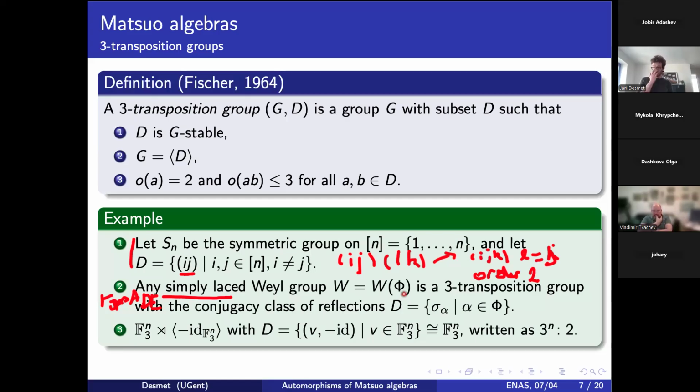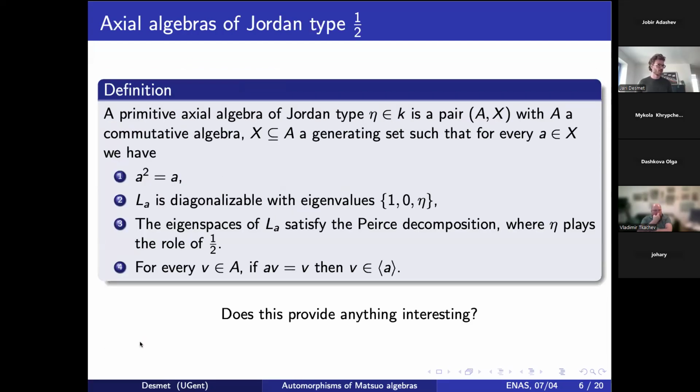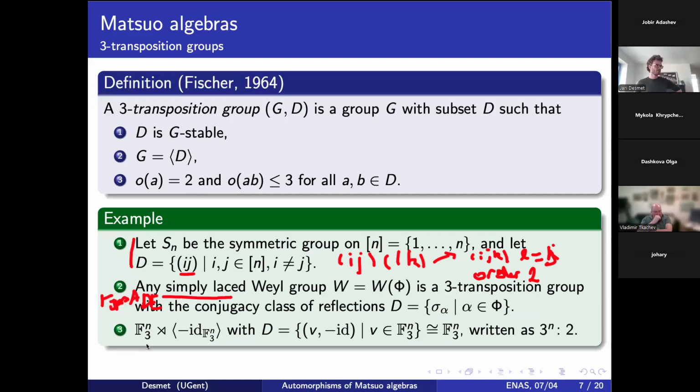A third example, which is also quite easy, is a subgroup of the affine group, essentially the affine group of order 3, sorry. So what happens here is that you just take the vector space F3 to the n, and then you extend it by the action of minus the identity on this vector space. And you can again compute this by yourself if you want to, but it's quite easy to see that all such elements are actually involutions in this group, and that the product of any two of these has order precisely 3.